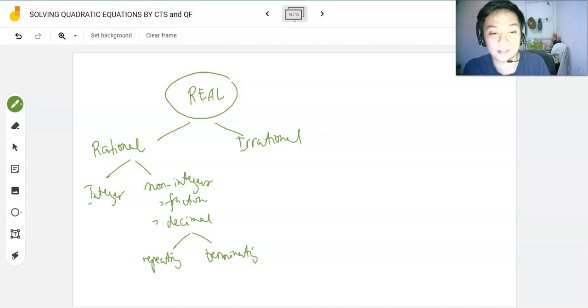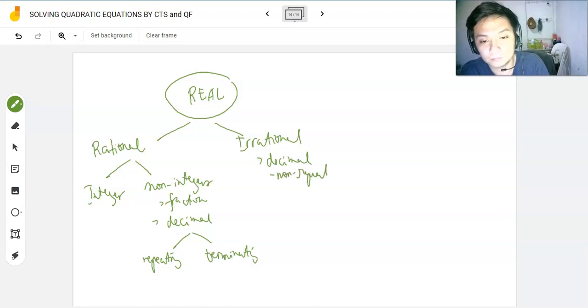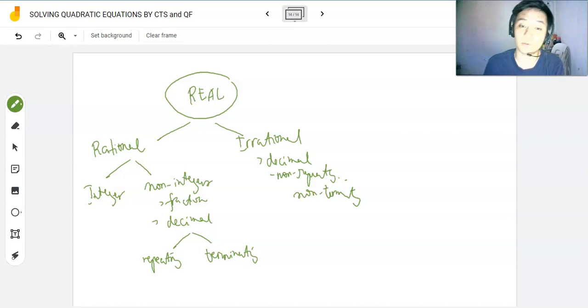Okay, pag naman irrational, ibig sabihin, dito nagpo-fall ang mga decimal, meaning kapag ginamit mo ang calculator mo, tapos kinuhanan mo yung value ng isang irrational number, the screen will show you a decimal na non-repeating, non-terminating. Kaya nga, hindi siya pwedeng i-express as a quotient of two integers.